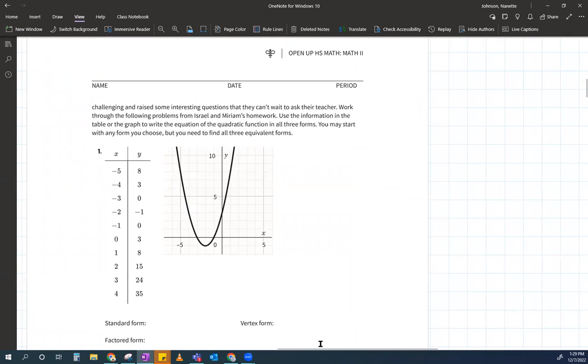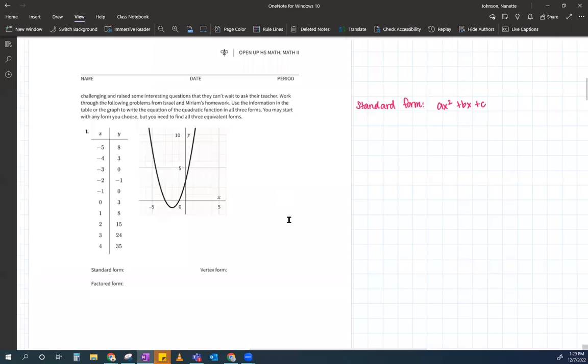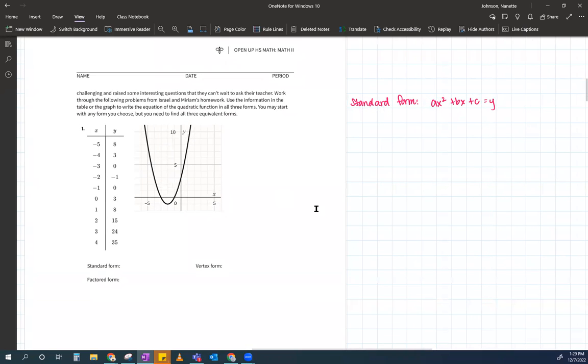Standard form looks like this: ax squared plus bx plus c equals y. Okay, make this a tad smaller. Vertex form looks like this: a times the quantity x minus h squared plus k, equals y. Okay, that's vertex form. And last but not least, our other form, which I will write in this color, is our factored form.